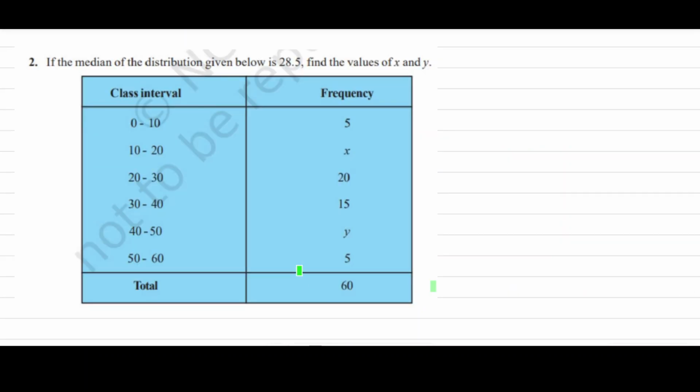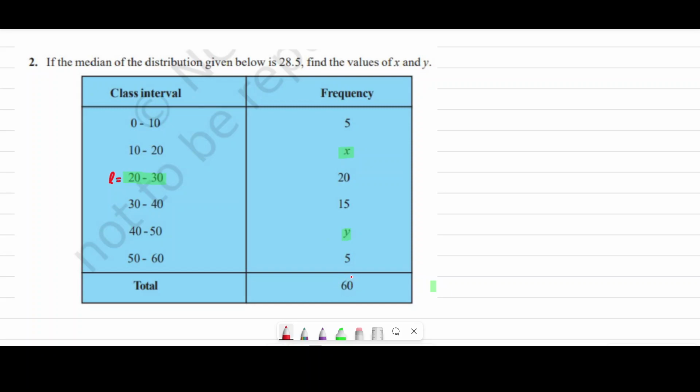Now if the median of the distribution given below is 28.5, find the values of x and y. Here x and y are missing. Now 28.5 lies in the class 20-30. Clear? Now that means we have information about L. L is 20. Clear?